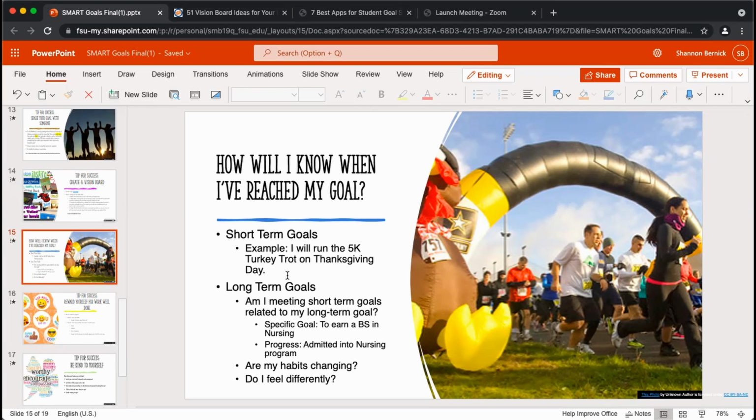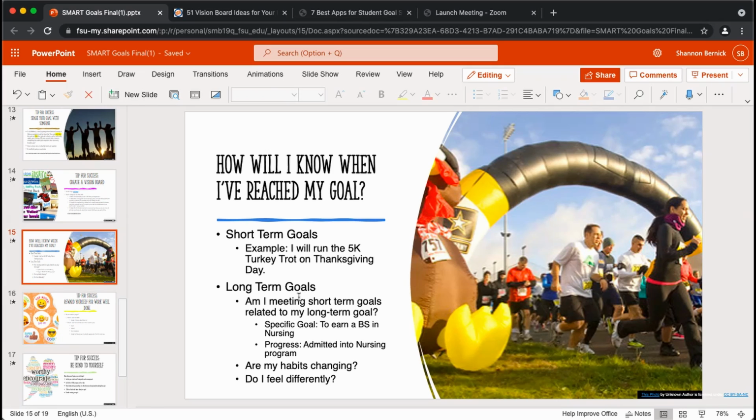And they'll probably also reward you with a nice little turkey medal at the end of the race. So short term goals sometimes can be very easy to measure. Others can be a little more difficult to measure because they're long term or they're just a larger goal in general.